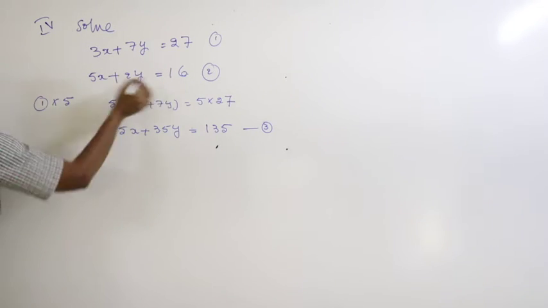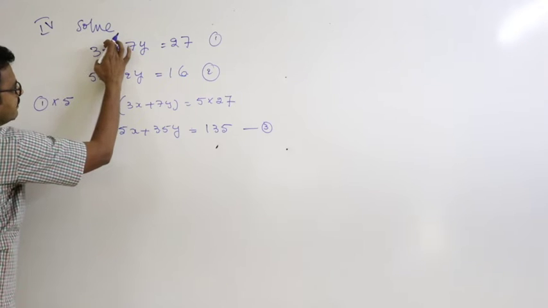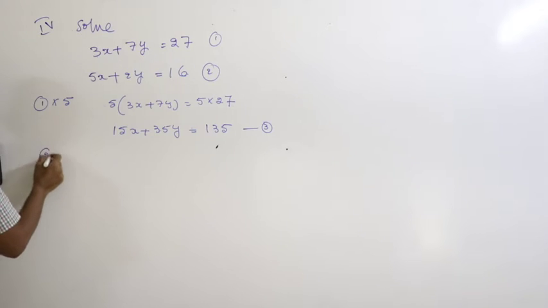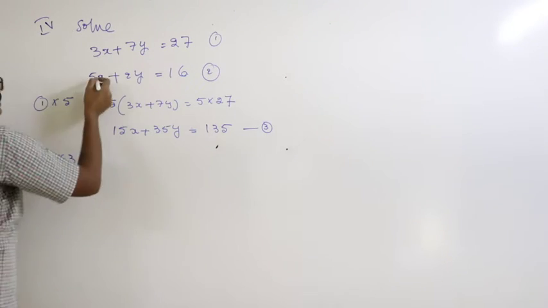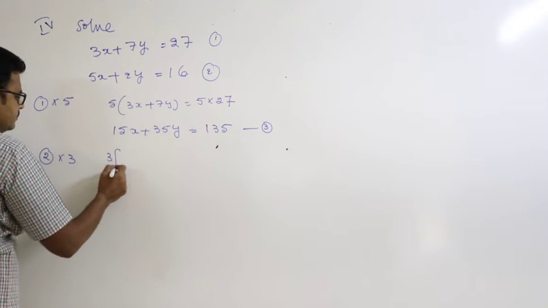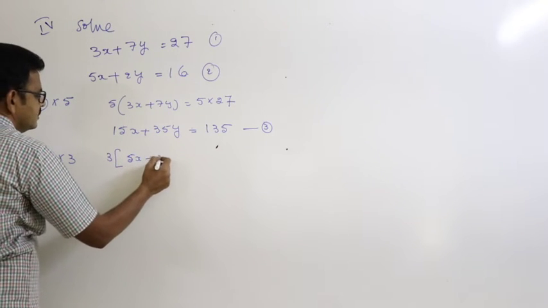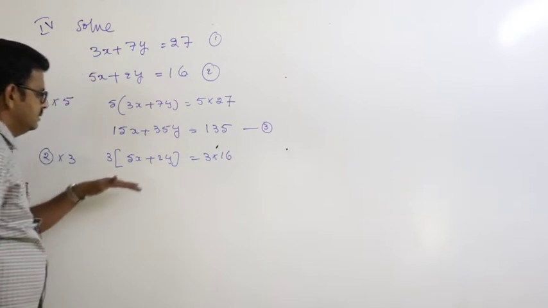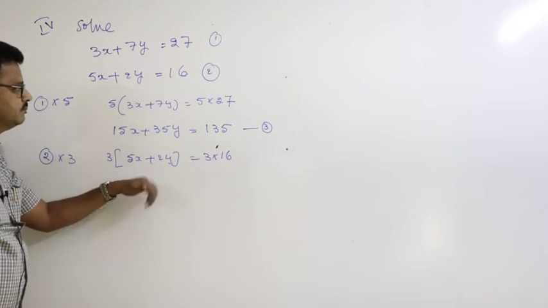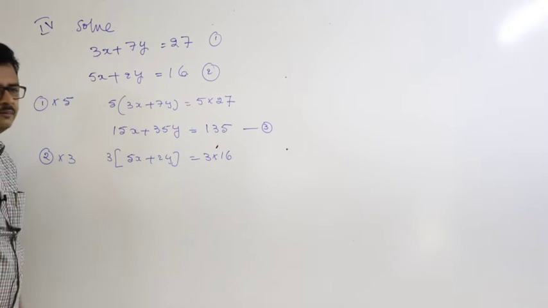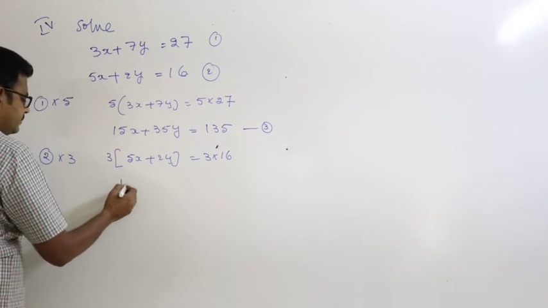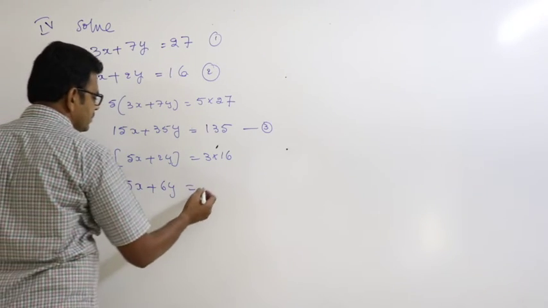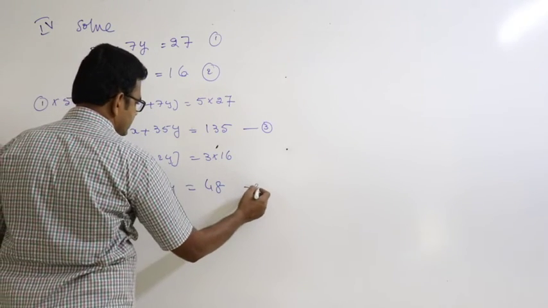And the second equation we are multiplying by 3 to make the coefficient of x in both equal. So second one is what? That is 3 into 5x plus 2y is equal to 3 into 16. Already students, you know how to solve the problems, but once again I can recollect. So this is 15x plus 6y is equal to 48. So this is one equation.